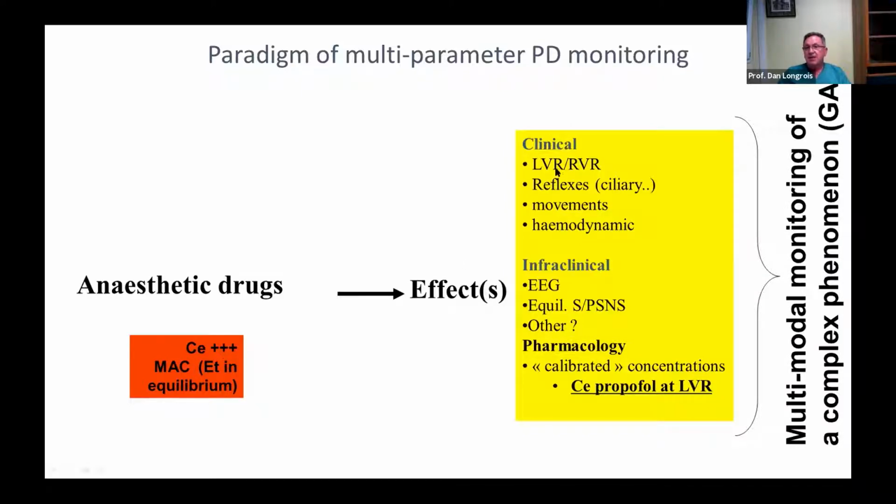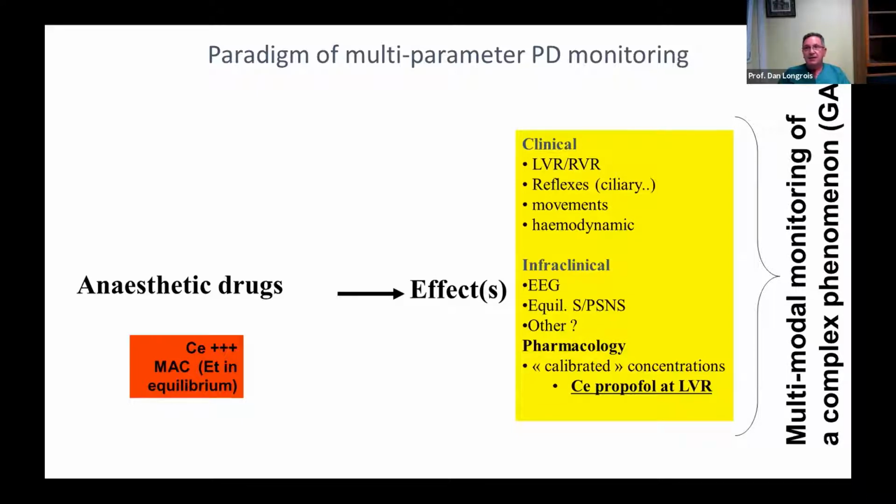So you look at clinical effects: it's loss of verbal response or return of verbal response, the reflexes, the movements. I put the hemodynamics into the clinical, and then you have the infraclinical: it's EEG, the equilibrium between sympathetic and parasympathetic nervous system, many others that probably will come. And then you can actually have a pharmacology which is calibrated. So if you know the concentration of propofol predicted at the effect site at the loss of response to verbal command, then it becomes not only pharmacological information, but clinically calibrated pharmacological information.